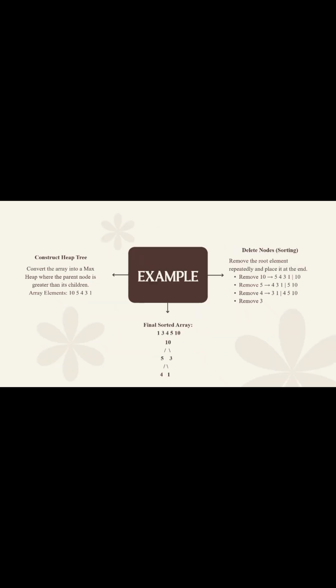Let us take an example, array elements of 10, 5, 4, 3, 1. First we construct the max heap, which is displayed on the slide. Now we start deleting the node: remove 10, remove 5, remove 4 and remove 3. So by repeatedly removing the largest element we can get a sorted list.